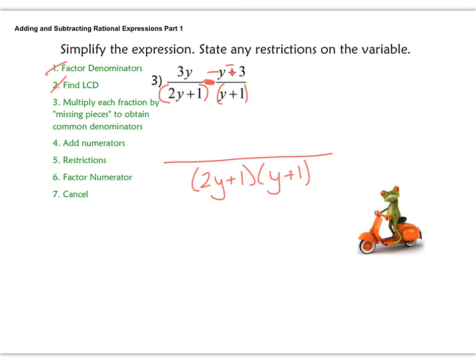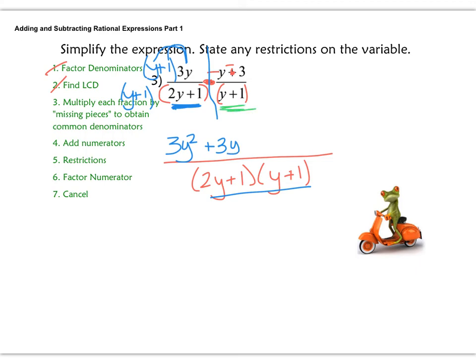Multiply each fraction. Again, these are different fractions. What is this denominator missing to look like this? It's missing the y plus 1. So that means we multiply the top by y plus 1. So multiply, actually distribute, we get 3y squared, and then plus 3y.